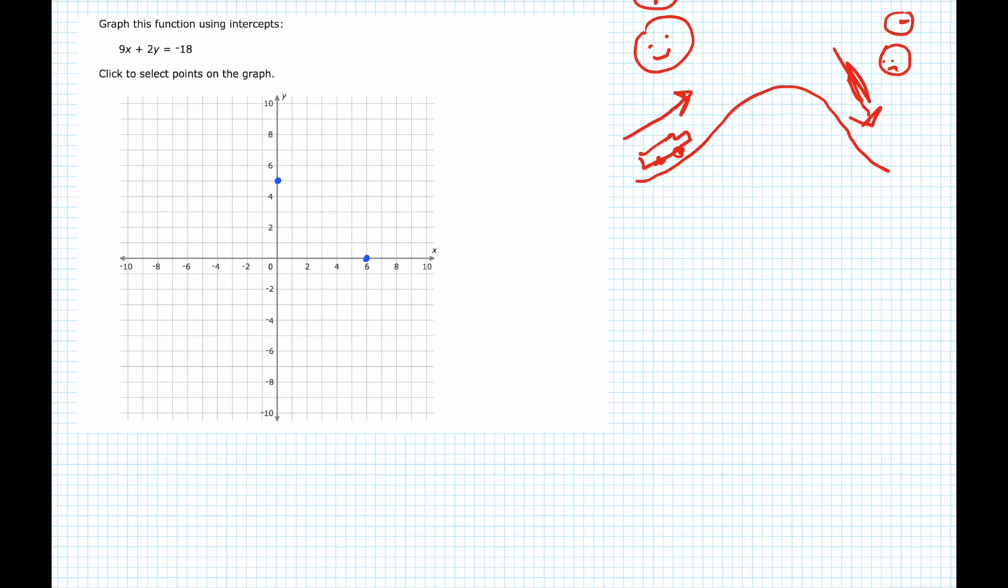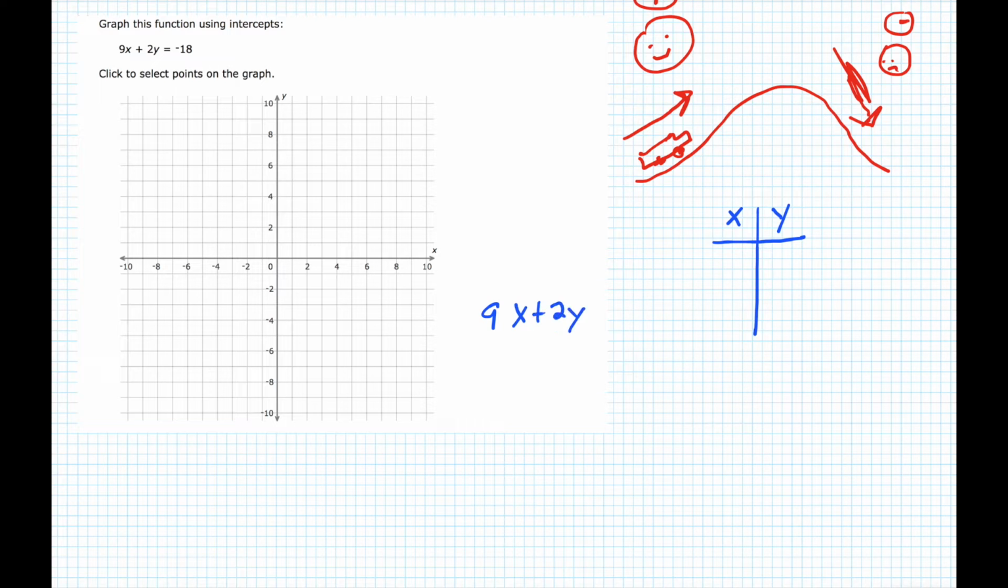You could graph this other ways. Yeah, this is the hardest one. Okay, so to find the x-intercept, what do you do again? You set what equal to 0? I'm going to show you the proper way. I'm going to do it two ways. All I care about is that you do it the way that gives you success.